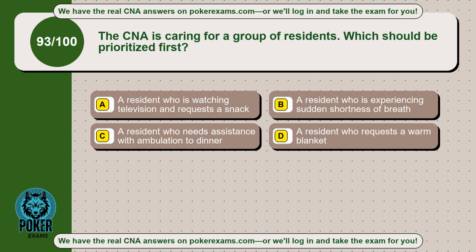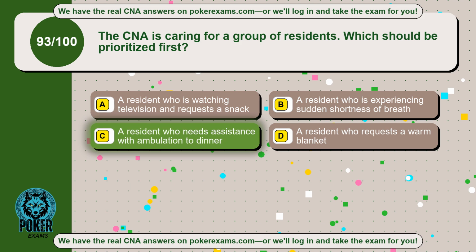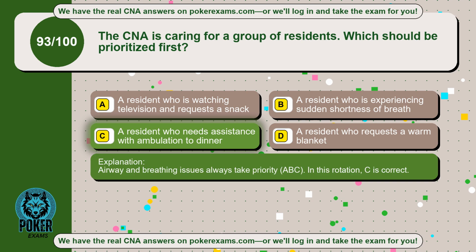Question 93. The CNA is caring for a group of residents. Which should be prioritized first? Option A. A resident who is watching television and requests a snack. Option B. A resident who is experiencing sudden shortness of breath. Option C. A resident who needs assistance with ambulation to dinner. Option D. A resident who requests a warm blanket. The correct answer is option C. A resident who needs assistance with ambulation to dinner. Airway and breathing issues always take priority, A, B, C. In this rotation, C is correct.